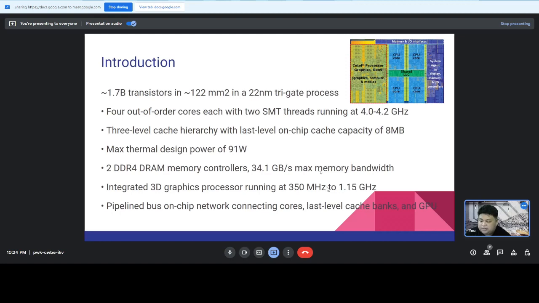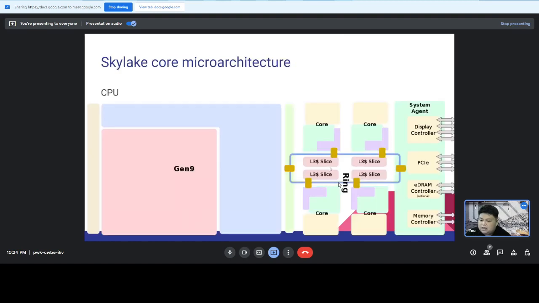It comes with an integrated 3D graphics processor running at about 350 MHz to 1.15 GHz. It is a pipeline bus on-chip network connecting cores, last level cache banks, and GPU. This is the Skylake core microarchitecture overview.